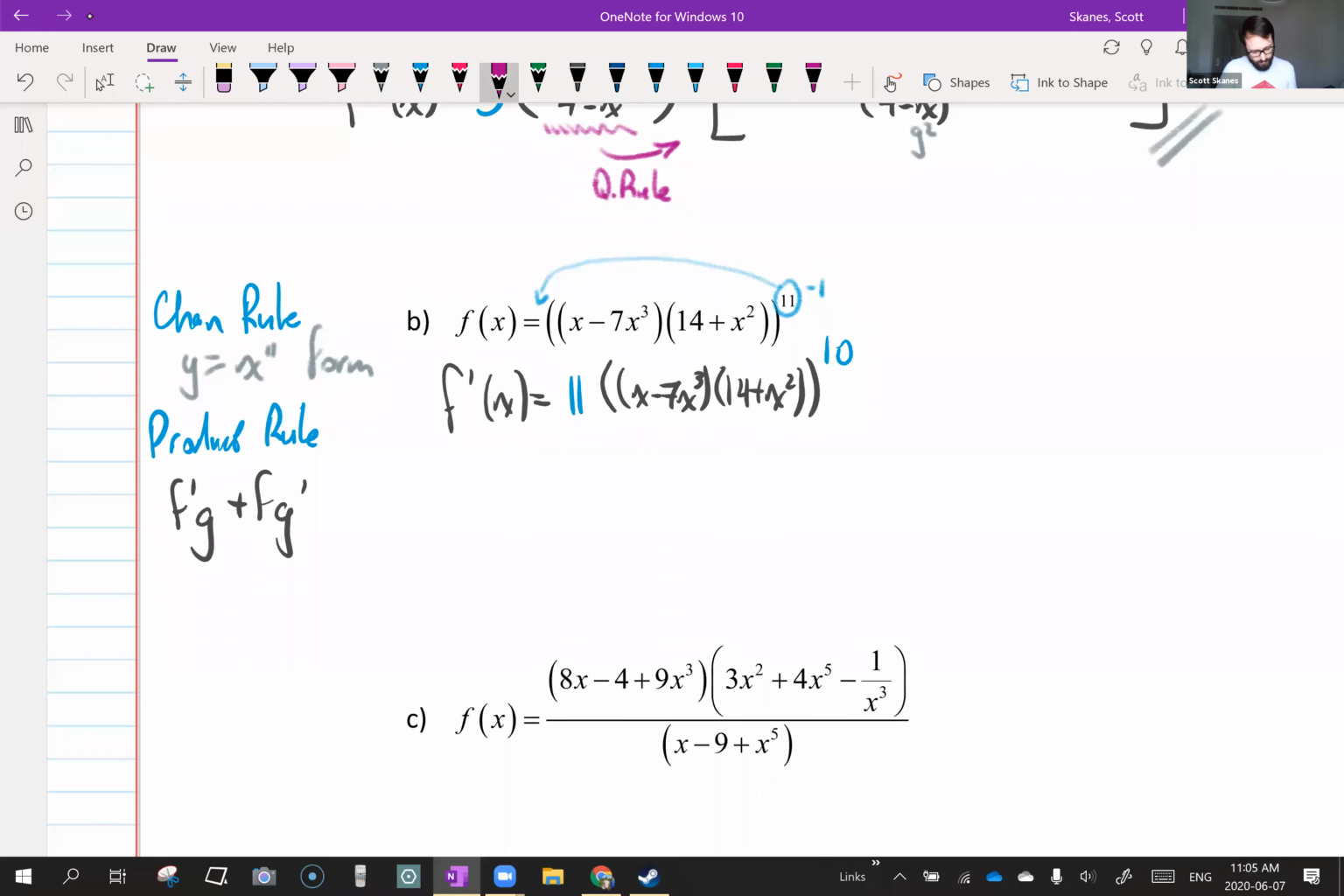Now, we need to do the product rule on this, because we need the derivative of the inside. That's how the chain rule works. We need to do the product rule to do that. And I'm going to make a big bracket again so that we don't lose it. And we basically start the question again.